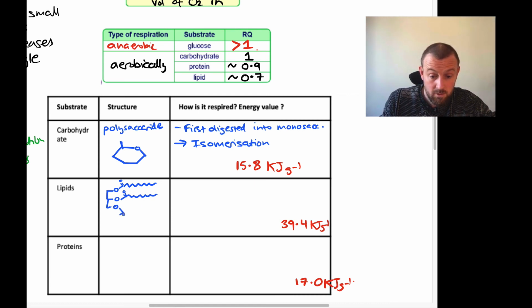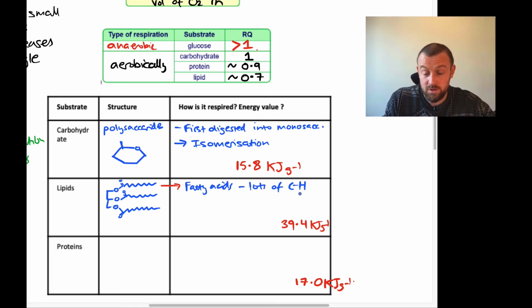I'm going to do this the other way around because I don't have space. Okay, so there's a long chain. The fatty acids have lots of CH bonds and lots of hydrogen atoms and little oxygen.